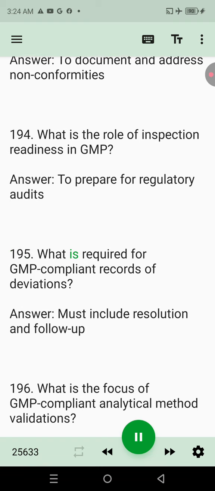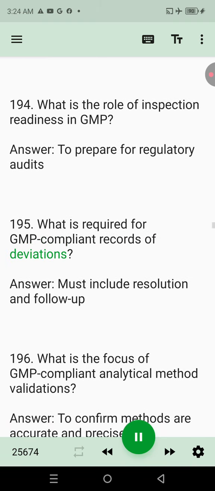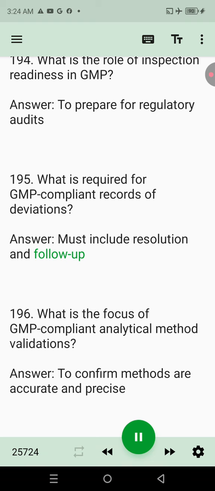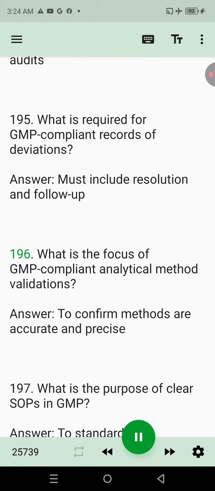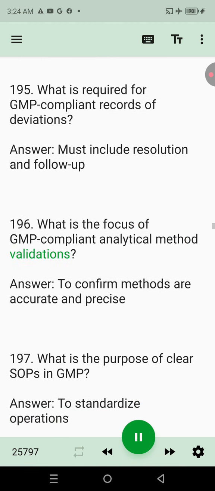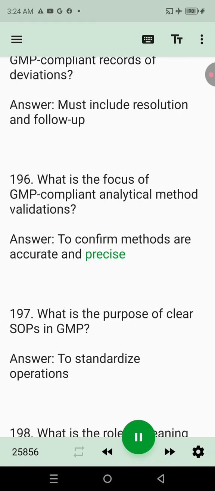195. What is required for GMP-compliant records of deviations? Answer: must include resolution and follow-up. 196. What is the focus of GMP-compliant analytical method validations? Answer: to confirm methods are accurate and precise.